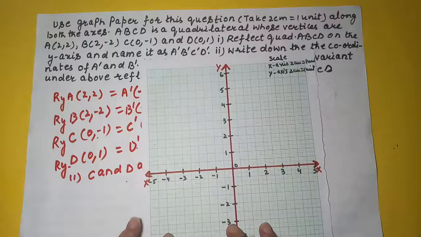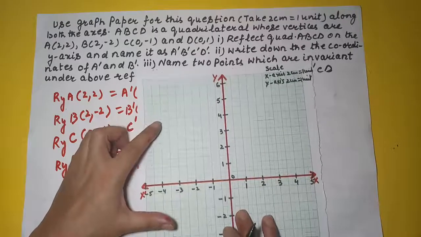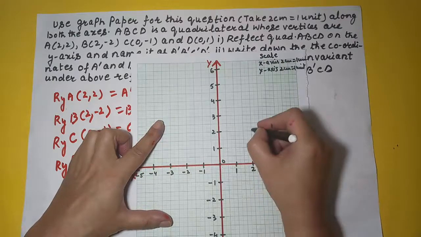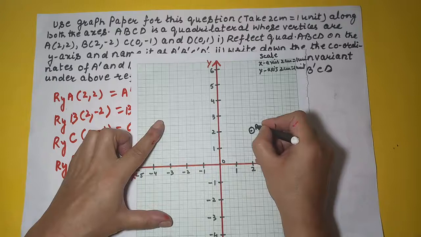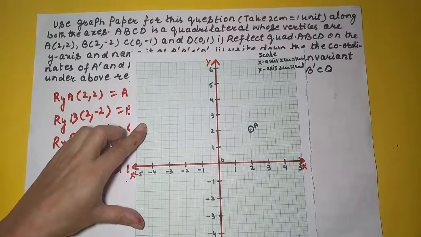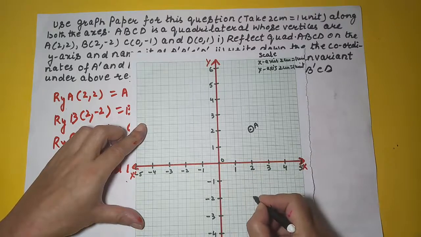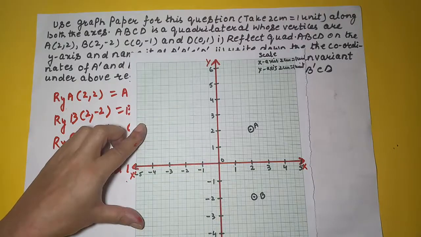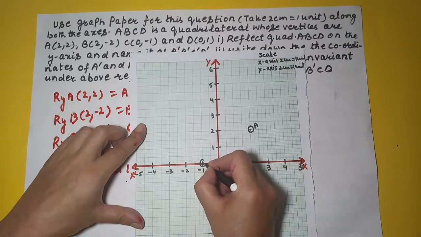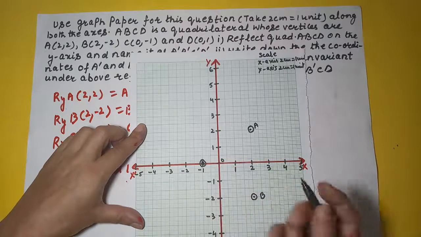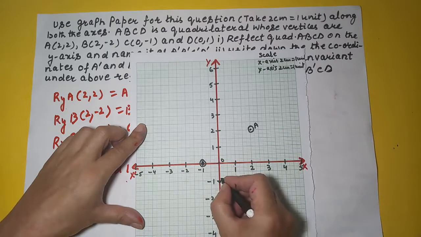Okay, now let's plot these points. We have point A, 2 and 2. That means this is my point A. Then I have point B, 2 and minus 2. Okay, this is my point B. I have C, 0 and minus 1. X is 0 and Y is minus 1. So that means it's here. 0 and 0, x is 0 and y is minus 1. So that means it's here.